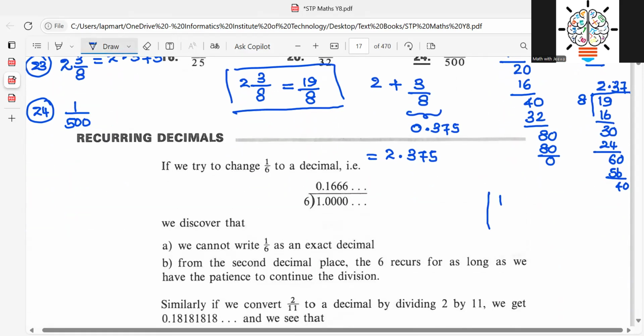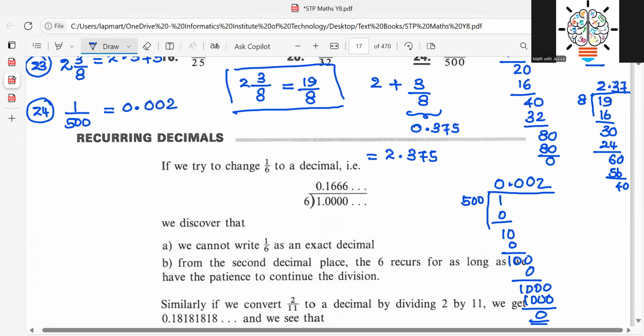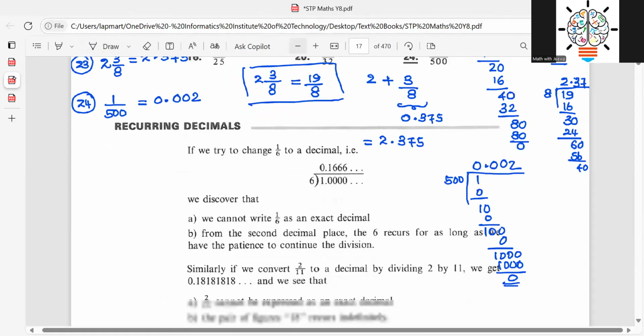So then the 1, 500, 0. For 10, 0. For 100, 0, right? For 1,000, 2. So then it gives me 0. So the answer is 0.002, right? Hope it is clear.